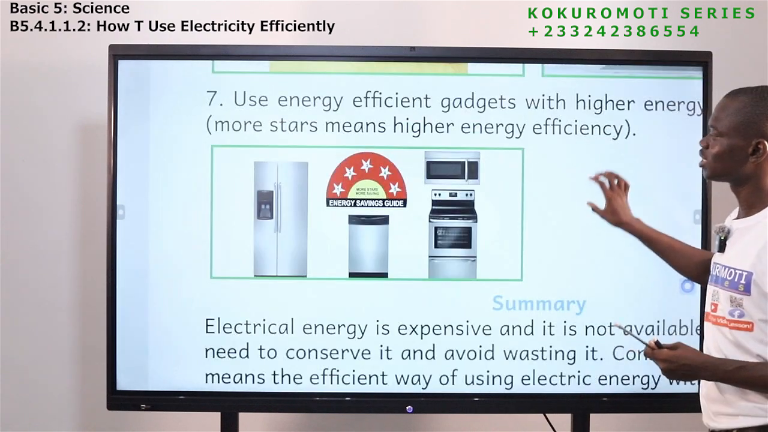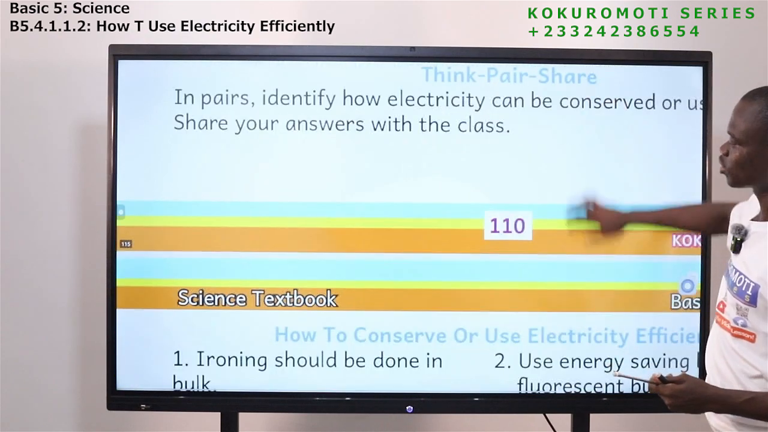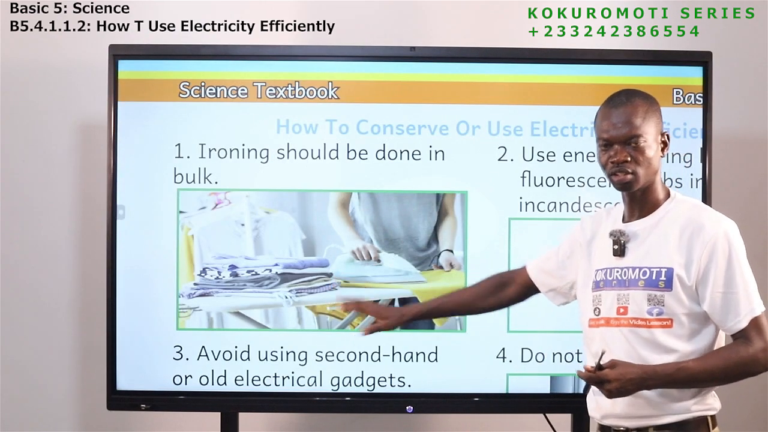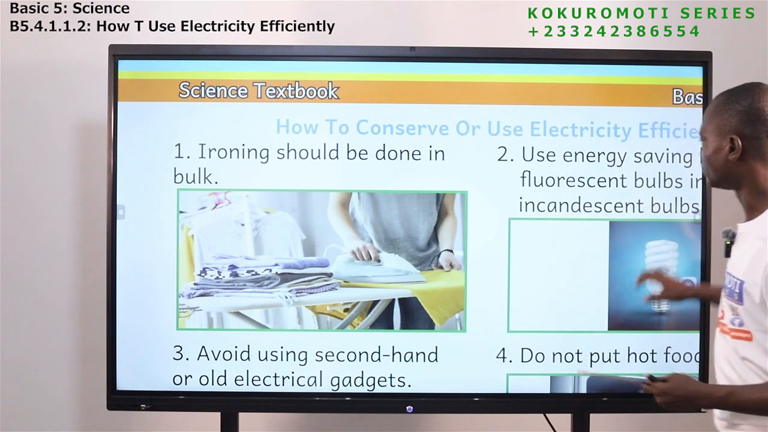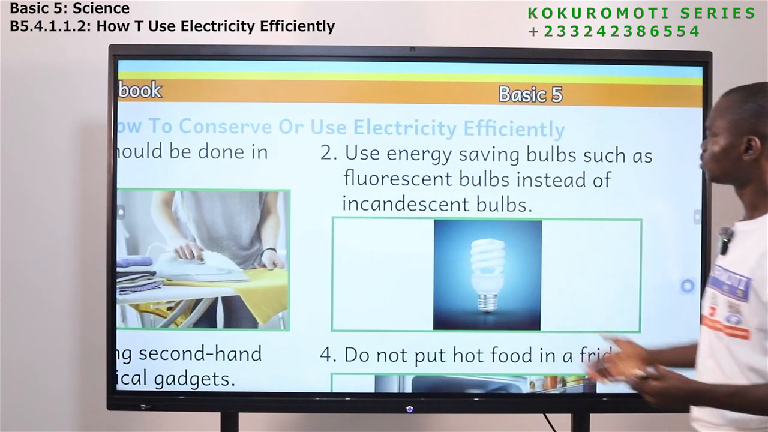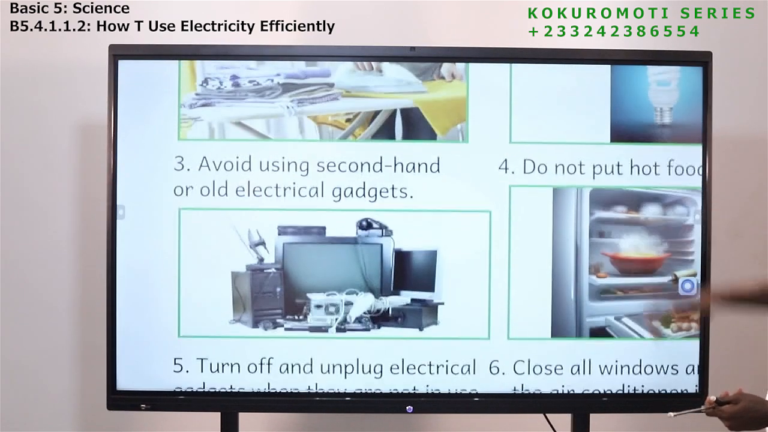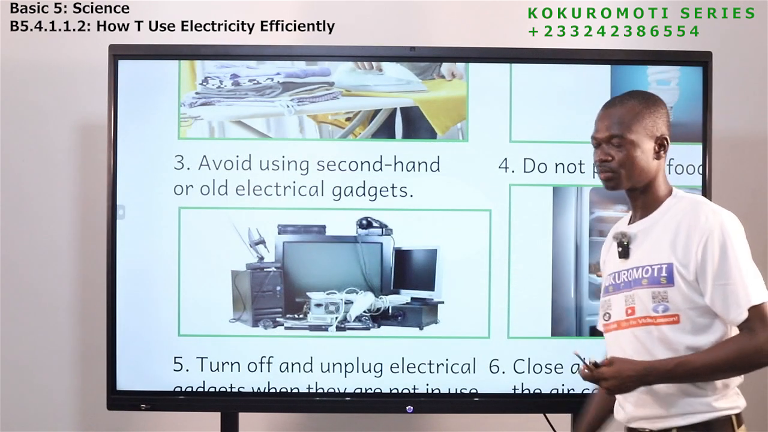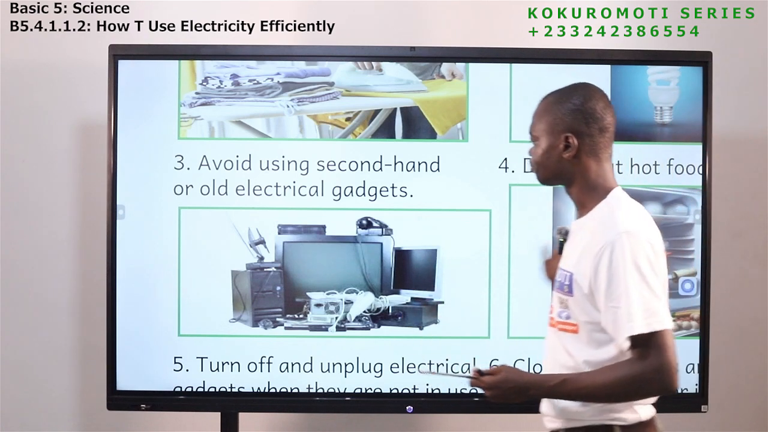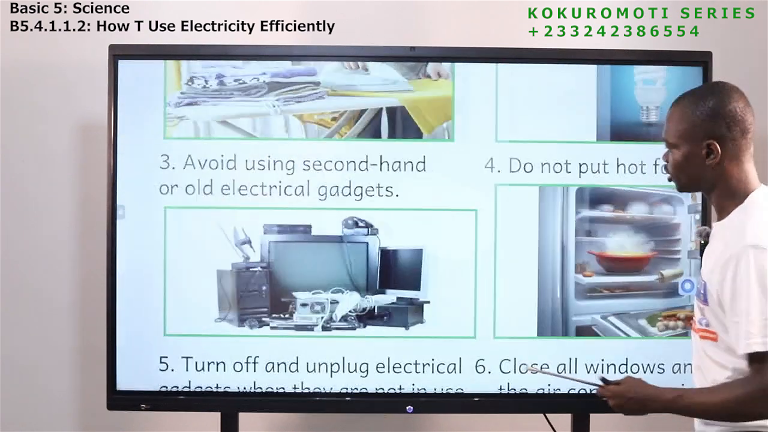Okay. So these are the things that we need to do to conserve energy. The first one, when we are ironing, we should iron in bulk, not in what? In batches. 2, we should use fluorescent bulb instead of what? Incandescent bulb. We should use fluorescent bulb. Second-hand gadget too, we should what? Avoid using them. Here, you shouldn't put hot food in the fridge.